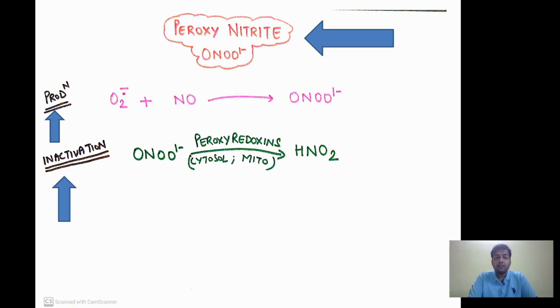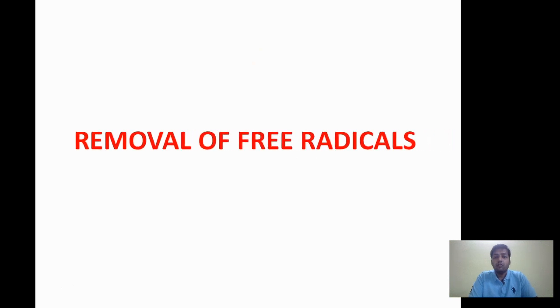And what is the mechanism of inactivation? Now this peroxynitrite, in the presence of peroxiredoxins, which are present inside the cytosol as well as in the mitochondria, gets converted to a mild acid, that is the nitrous acid. So these are the four important free radicals that you have to know. Now how are these free radicals removed from our body?